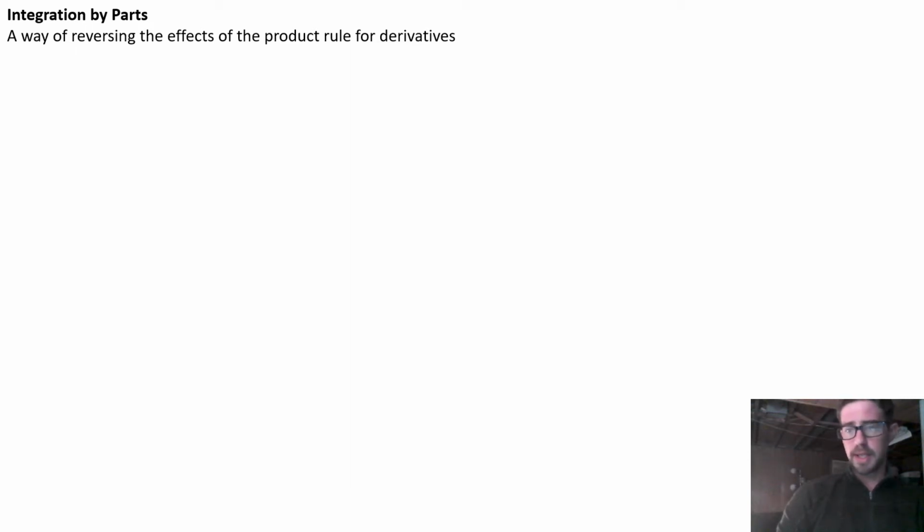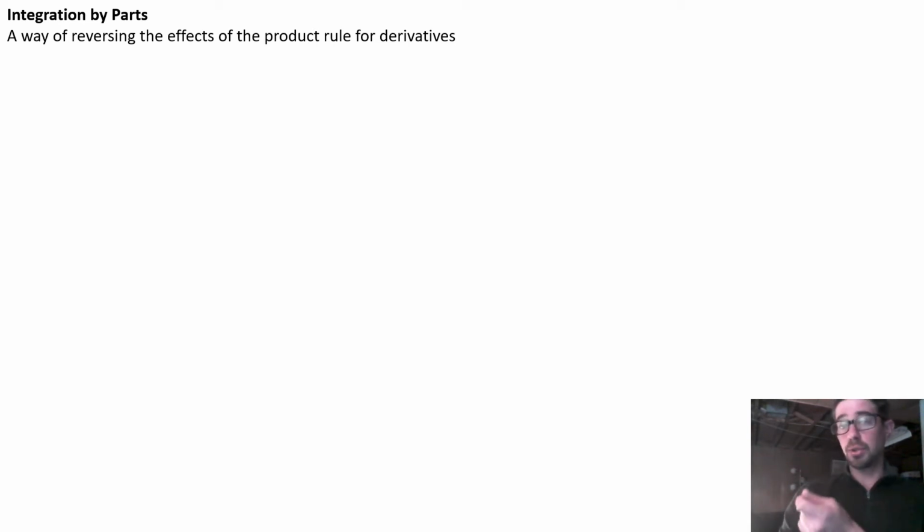Integration by parts is an integration formula, and it's just a way of working backwards from the product rule for derivatives. Now, we don't really use the word formula or rule for these because it won't always work. There's a specific kind of integral that it's going to work with, and sometimes even if you can use it, it can be tricky and take a little bit of strategy.